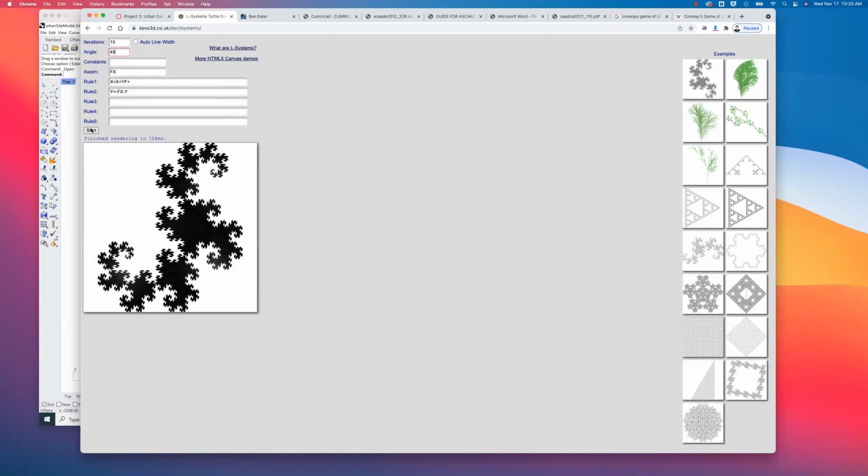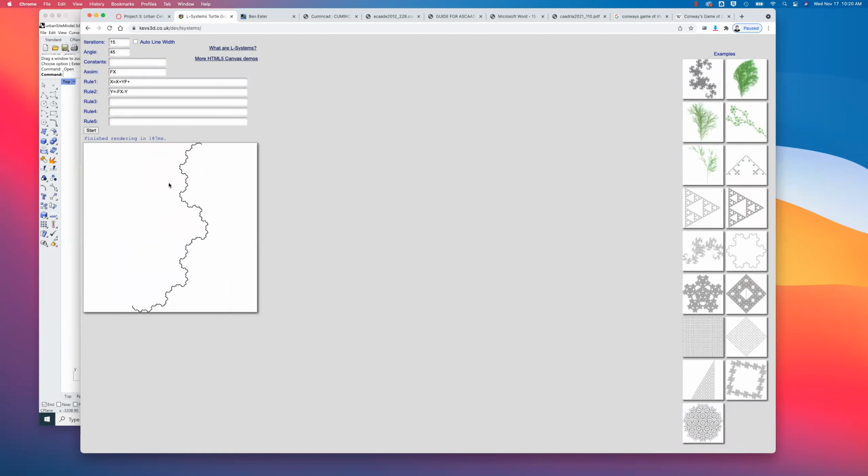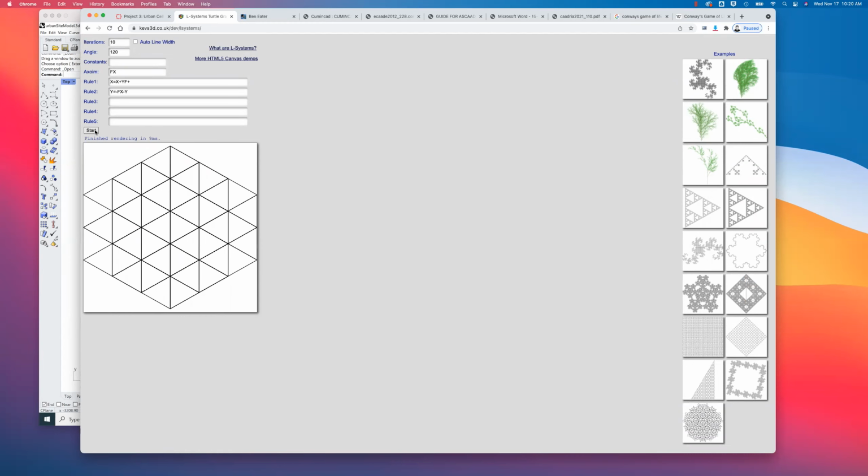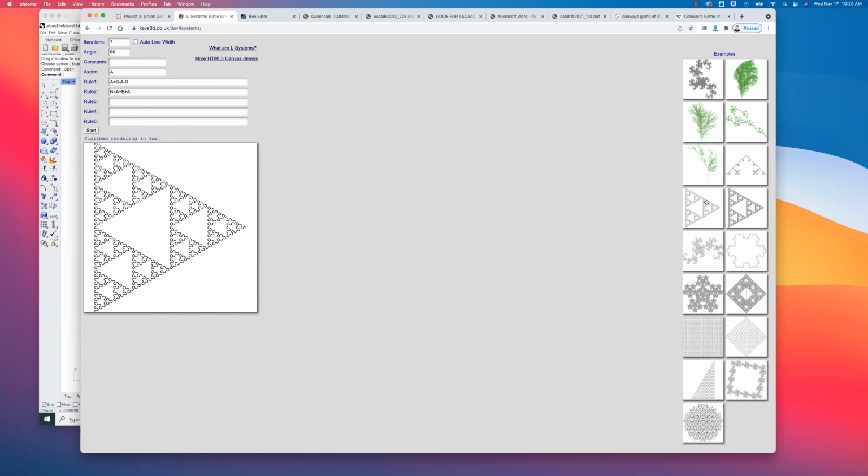If I set the angle to 45 degrees instead of 90, I get something much more different, or 30, or 120. Okay, I can begin to look and see what other kinds of things I can play with. So this is 7 iterations, an angle of 60 degrees. You start off with an A, and then every generation you replace A with B, A, B, and then every next generation replace B with A plus B plus A.